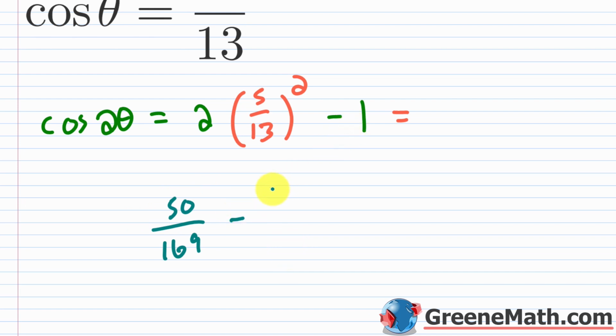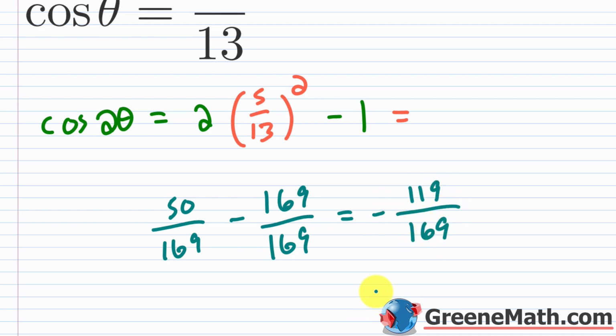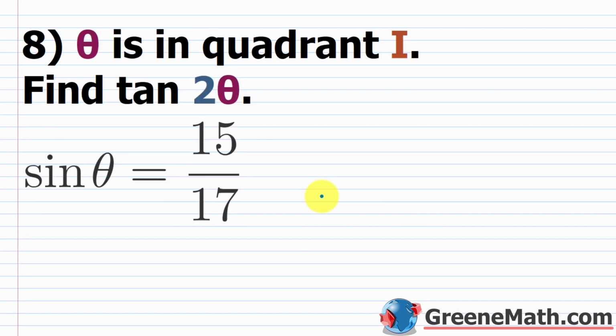And then minus, let me get a common denominator. I'll say this is 169 over 169, and this equals 50 minus 169. Let's do that on the calculator, and you're going to get negative 119. So let's say this is negative 119 over 169. Now this is not going to simplify any further, so this is going to be your answer for the cosine of 2 theta. All right, let's take a look at problem 8.